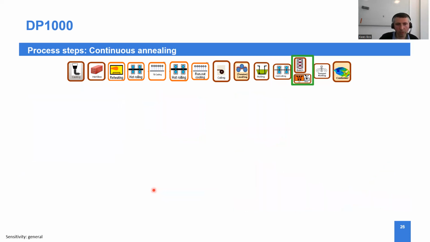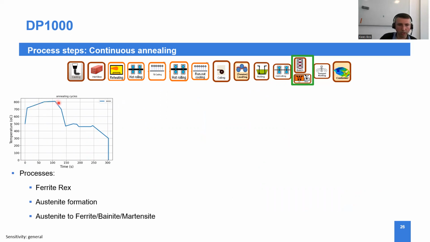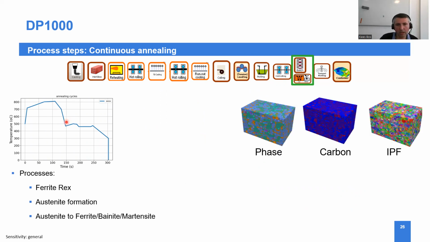So then we get the continuous annealing step, which is shown here as a typical example. Quite rapid initial heating, and then we get into either intercritical annealing or full austenitization. And then on cooling down again, the austenite will transform into ferrite and/or bainite and/or martensite. And here is some typical output for this DP1000 cycle.